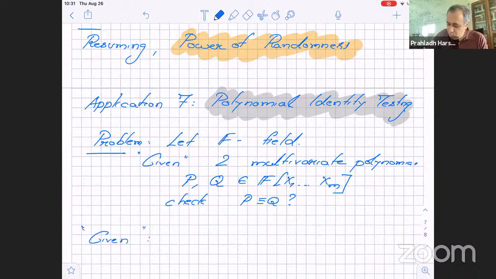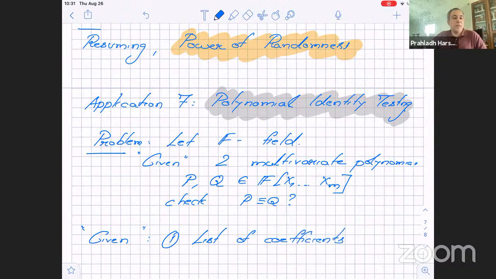One way of saying given is I give the polynomial as a list of coefficients. So if I give you the polynomial as a list of coefficients, then how easy or how hard is this problem? I just need to check that the polynomial P and the polynomial Q are the same. I give you P as a list of coefficients, and Q as a list of coefficients. How easy or hard is it?